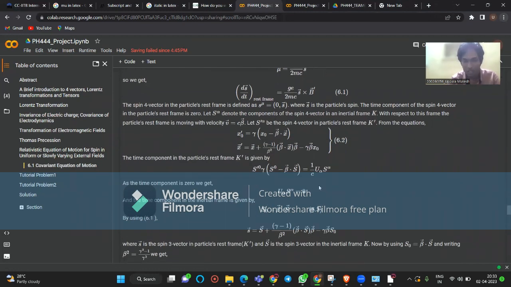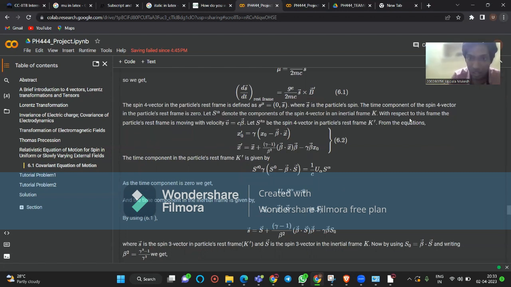Now, in the electron frame, for the 4-vector of the spin angular momentum, we take the time component as 0, and the space components are just the spin vector of the electron. And in any frame other than the electron frame, the time component of the spin 4-vector is not 0.